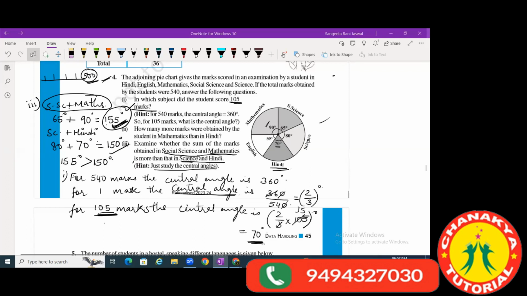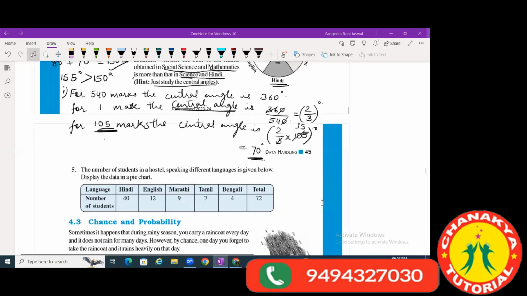Okay, now see the next question in this. The number of students in a hostel speaking different languages is given below. Okay. In a hostel, children speak different languages. Display the data in a pie chart. You have to display this data in the form of a pie chart. So Hindi is spoken by how many students? 40, English is 12, Marathi is 9, Tamil is 7, Bengali is 4, total are 72. That means the total 72 children will make a 360 degrees angle. Yes? Yes, ma'am. Okay, let's make a pie chart for this. So we have to first find the fractions and the central angle, then we make the pie chart. Shall we do it? Yes, ma'am.